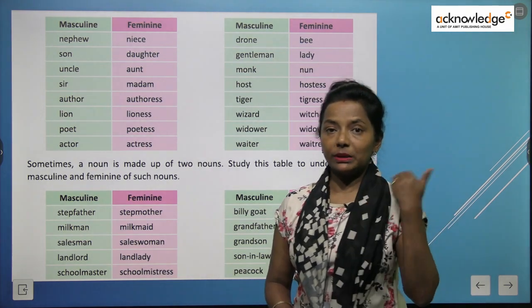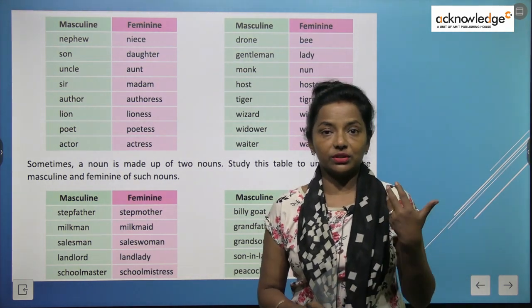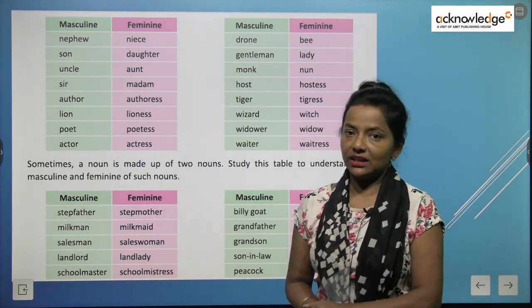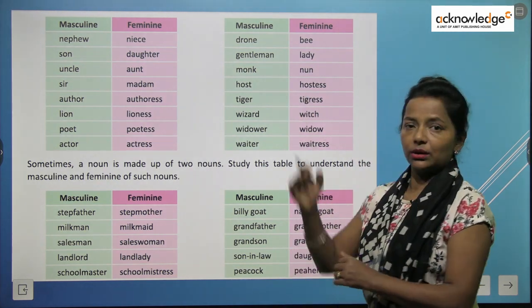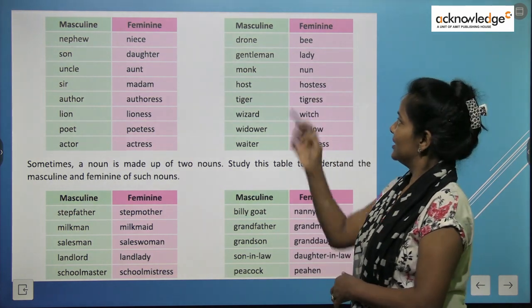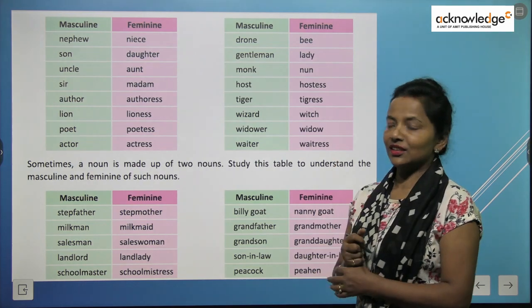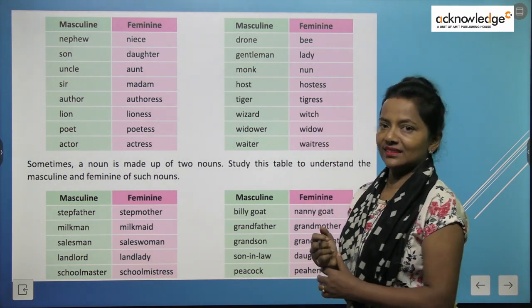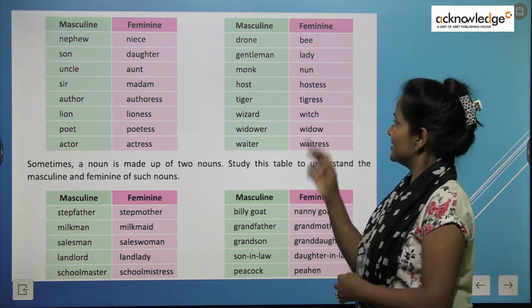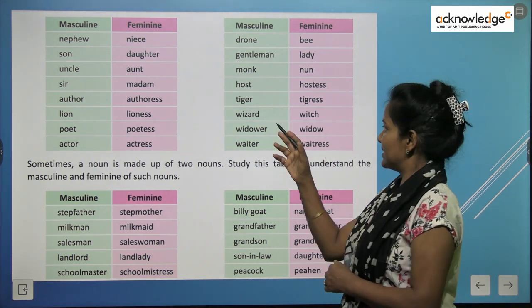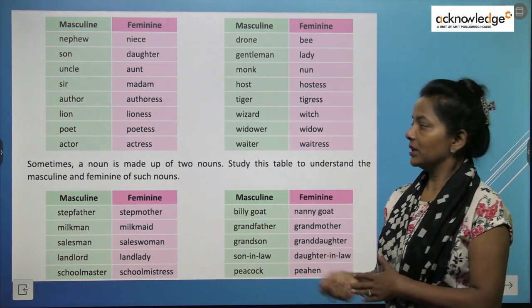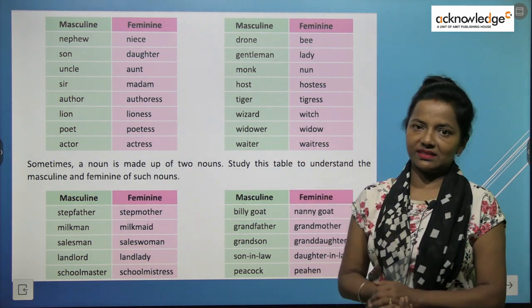These words have to be learned by you. Only when you memorize them will you be able to change masculine to feminine. Okay, you have to learn all these words. Drone, bee, gentleman, lady, monk, nun, host, hostess, tiger, tigress, wizard, witch, widower, widow, waiter, waitress.